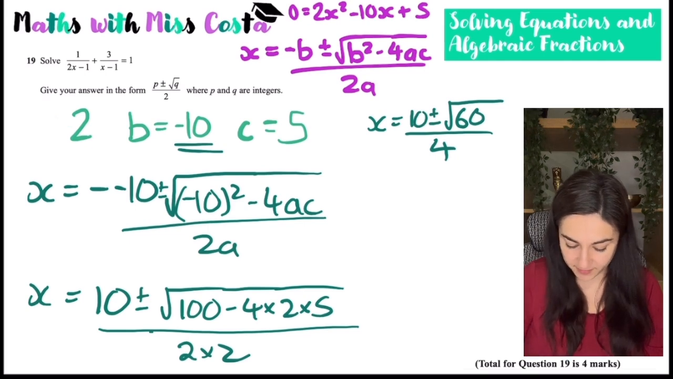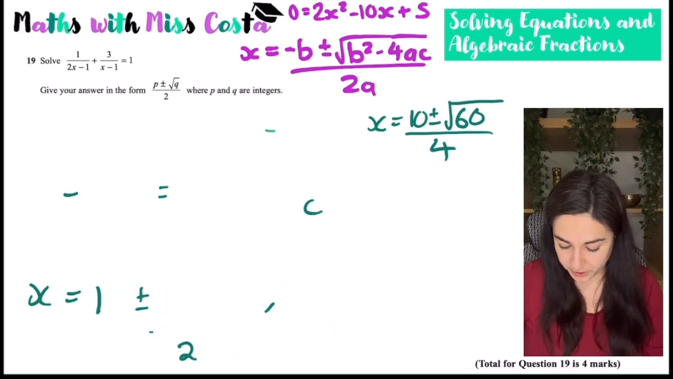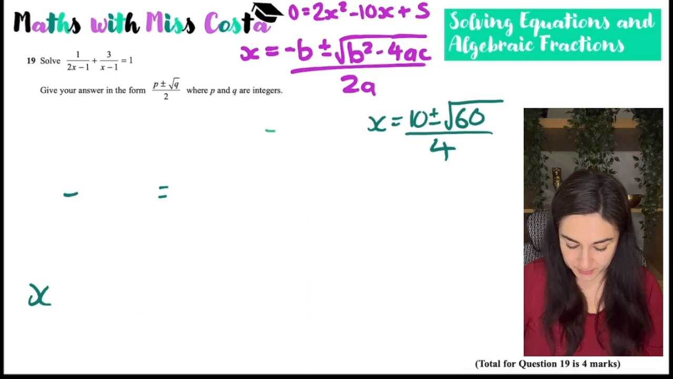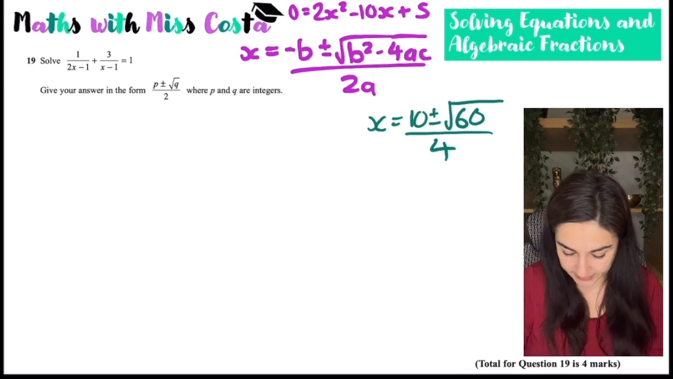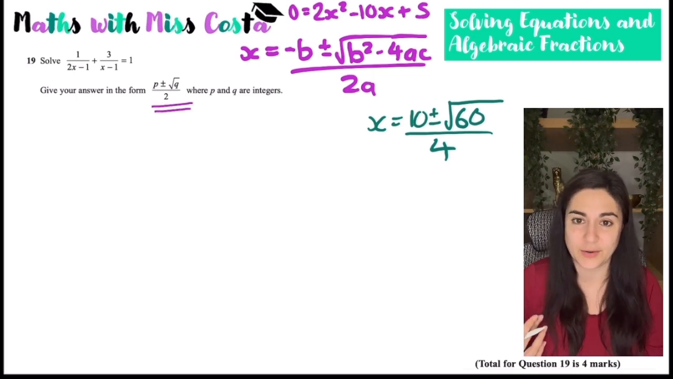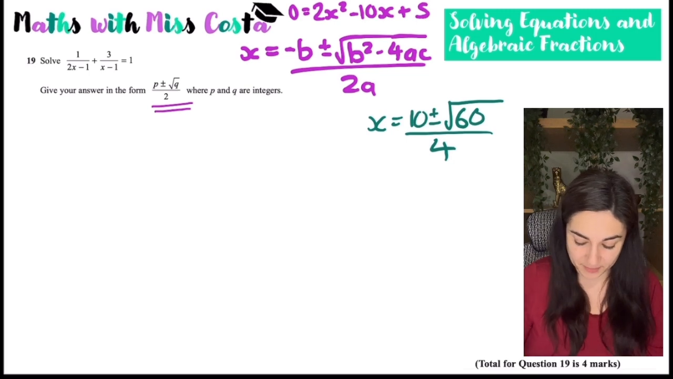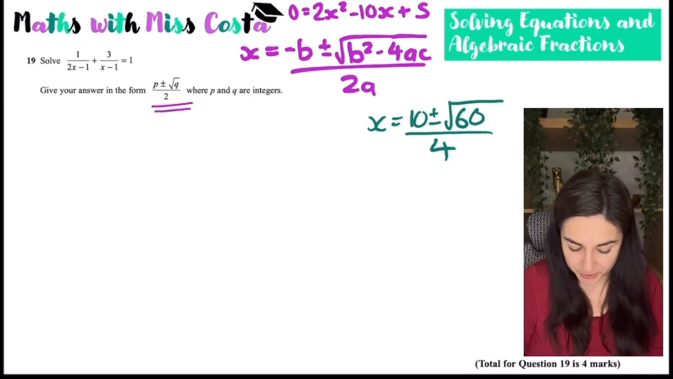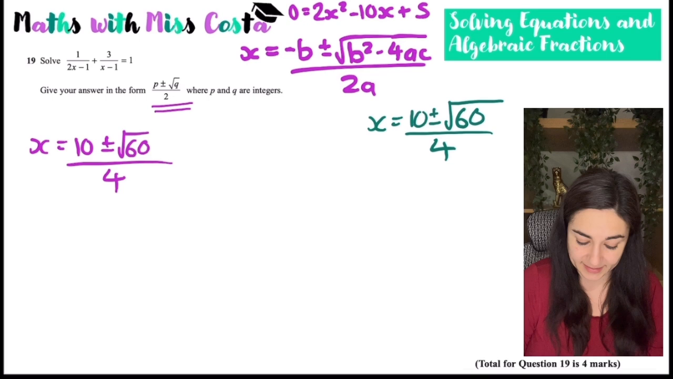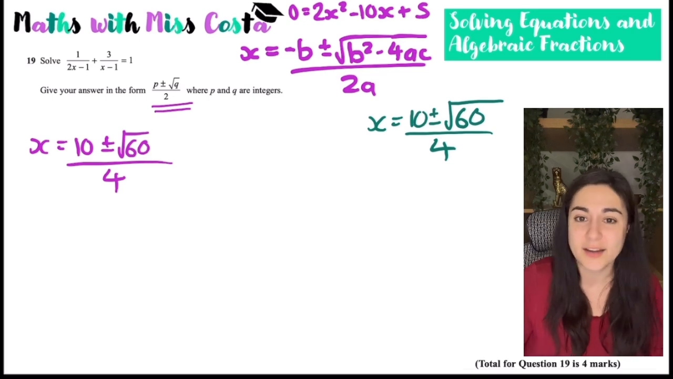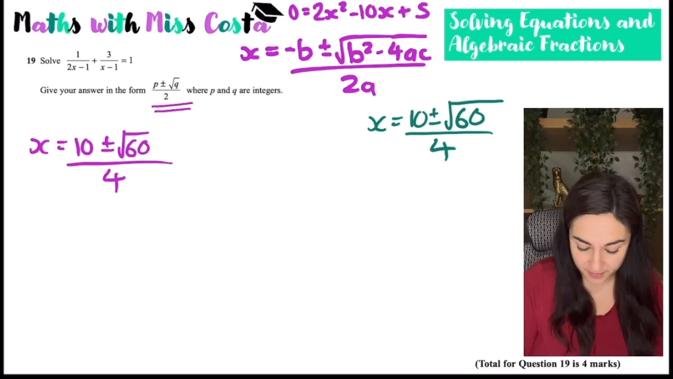So if you've got this far, that's amazing. But we want to look at the question and what it's asking us to do. So it's saying, give your answer in the form p plus or minus the square root of q over 2. So we know that we want to simplify this fraction. So let's have a look at what we can do with the surd first. Now, once again, if you did get this far and you're like, okay, this is as far as I can go, that's great, well done, but have a look and see if maybe you could get a bit further.